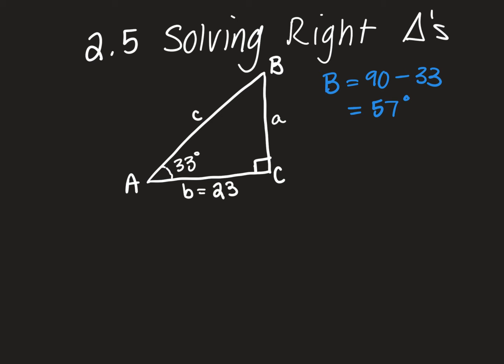All right, so we found the third angle of our triangle, right? So if you are given one angle, you can automatically find the other one. Subtract it from 90. Okay? So one part down, two parts to go. Now we have to find our other sides, right?